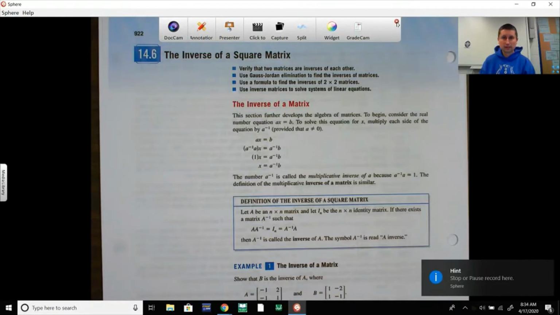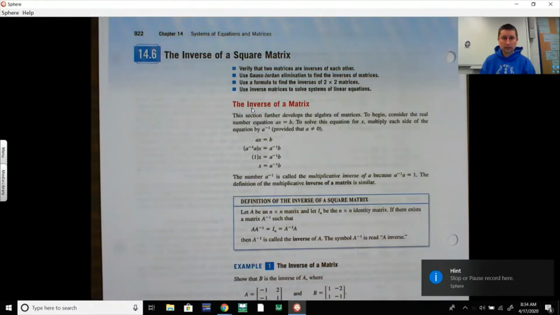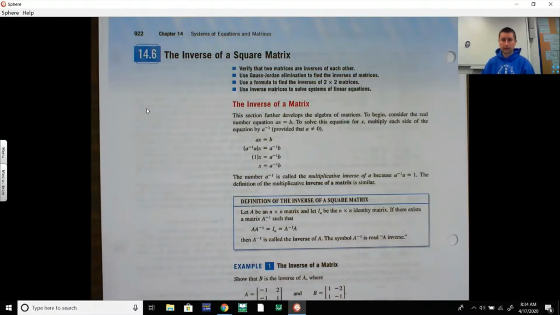Hello, Advanced Math. This is 14.6, the inverse of a square matrix, and we're going to use these to solve systems of equations. Make sure you have your calculator handy as well. There's a few things we'll do by hand, but most of it will be done on the calculator.